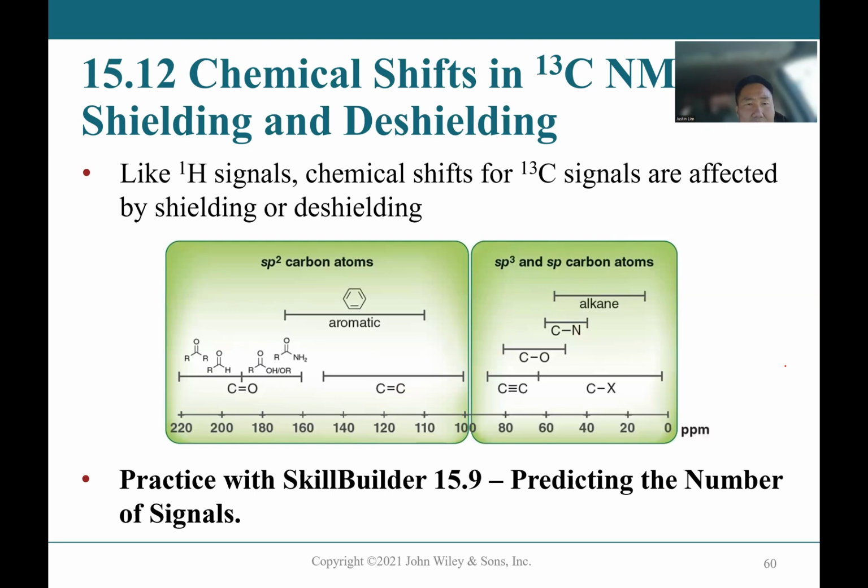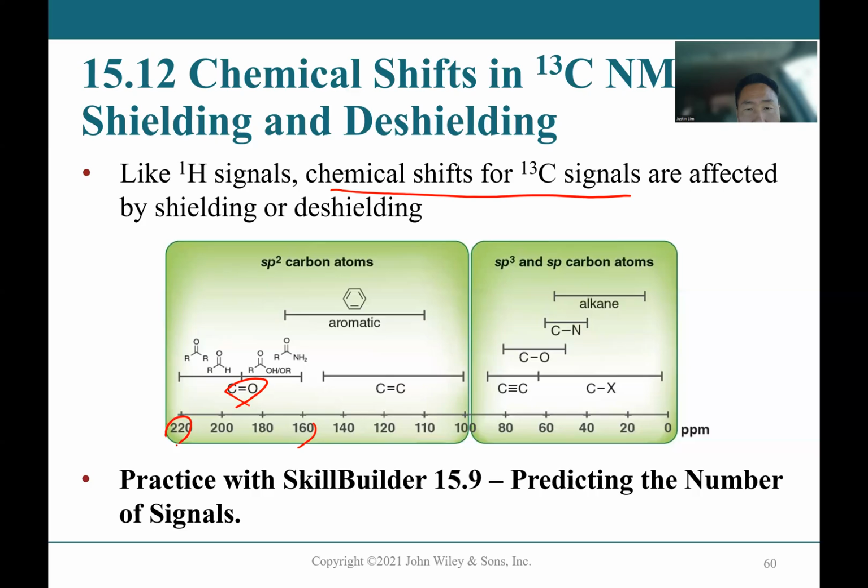So lastly, let's memorize the chemical shifts for carbon-13 signals. For carbonyl carbon, you can see signals between 160 and 220. C=C double bond between 100 and 150. C≡C triple bond between 60 and 90. Okay, so let's memorize the chemical shifts for carbon-13 NMR.